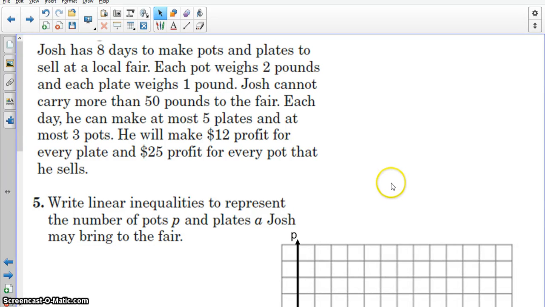Alright, so I had a request, instead of moving on, to give another example of setting up the system of linear equations, these linear programming problems, these word problems we've been working on for a couple days. So here you go, here's another one. Go ahead and pause it and read the problem.